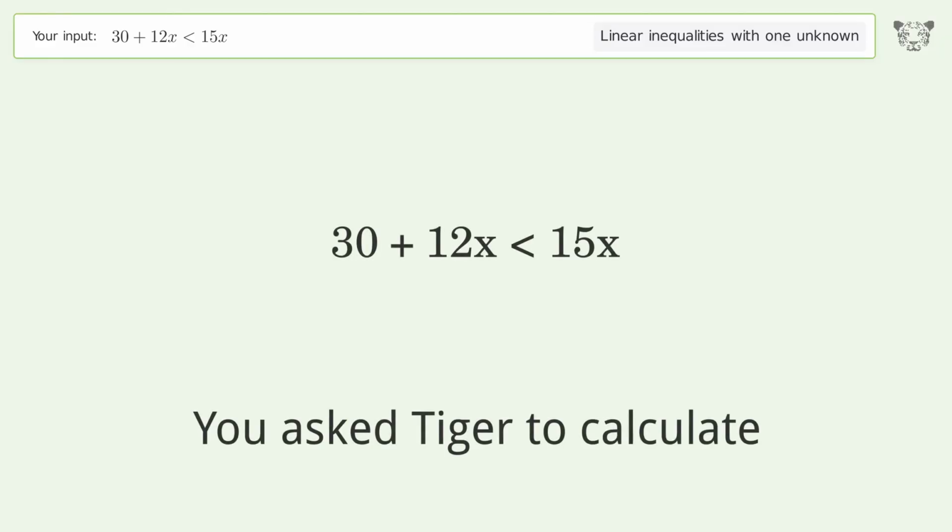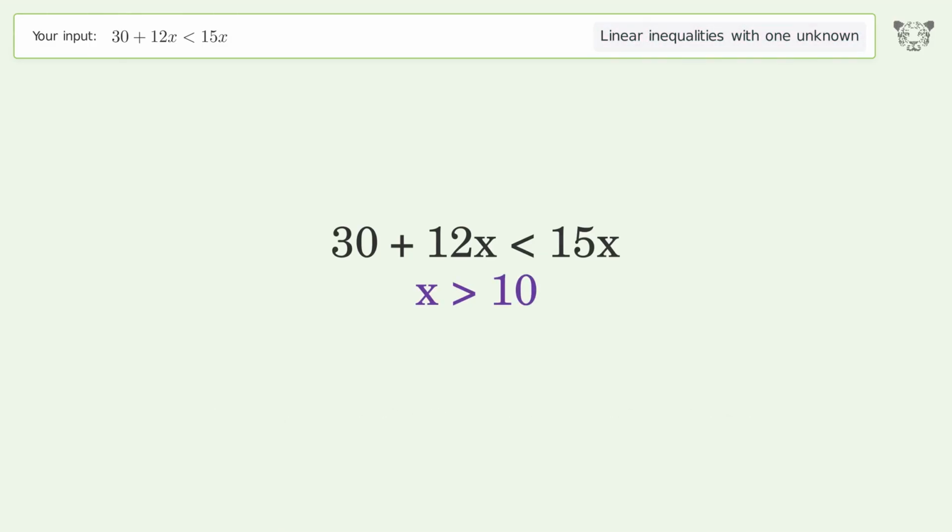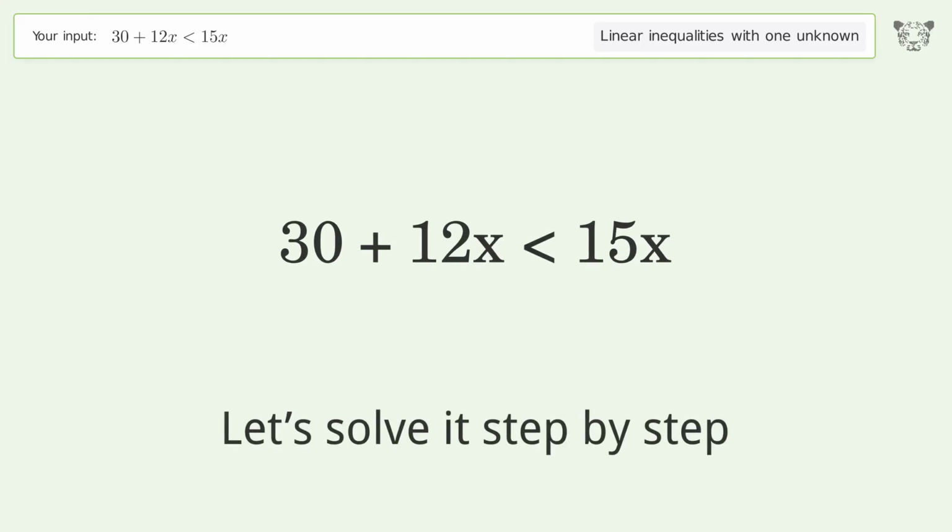You ask Tiger to calculate. This deals with linear inequalities with one unknown. The final result is x greater than 10. Let's solve it step by step.